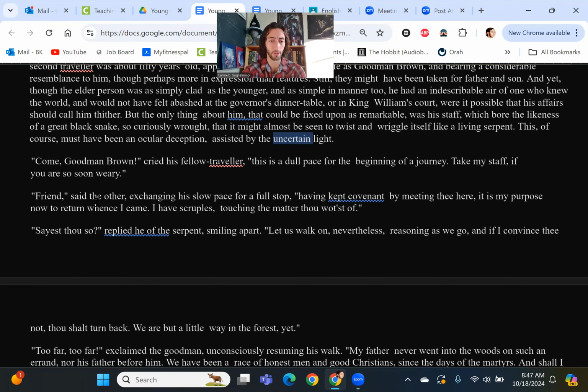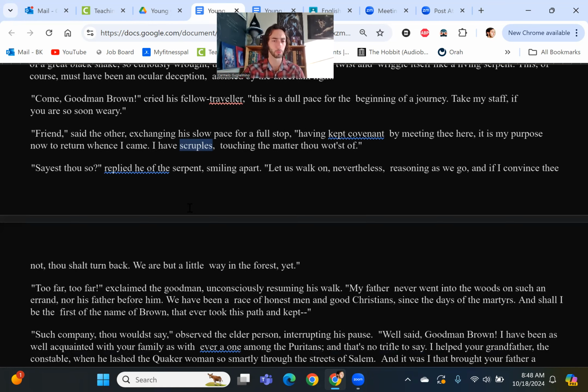Take my staff if you are so soon weary." "Friend," said the other, that is Goodman Brown, exchanging his slow pace for a full stop, "having kept covenant by meeting thee here, it is my purpose now to return whence I came. I have scruples touching the matter thou wouldst of." Okay. Scruples means problems. So he's like, "Come on, let's keep going." And Goodman Brown says, "Hold on. I think I want to kind of go home. I think I want to turn around. I have some scruples with thee."